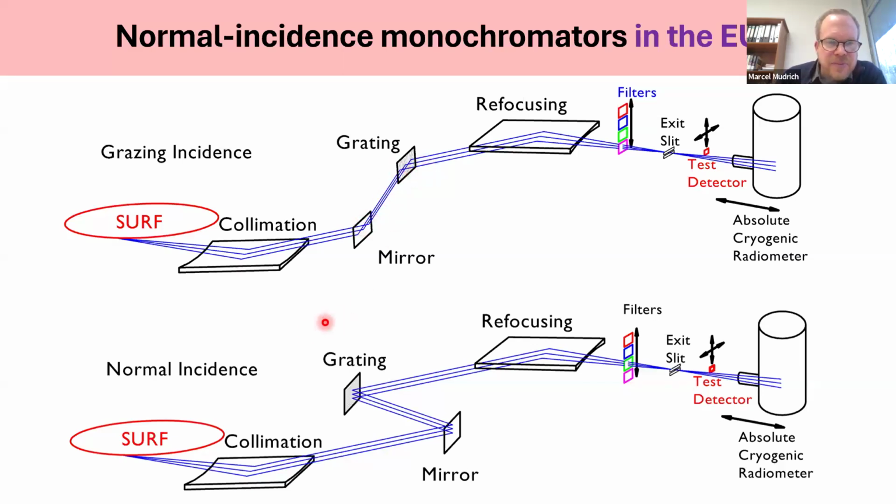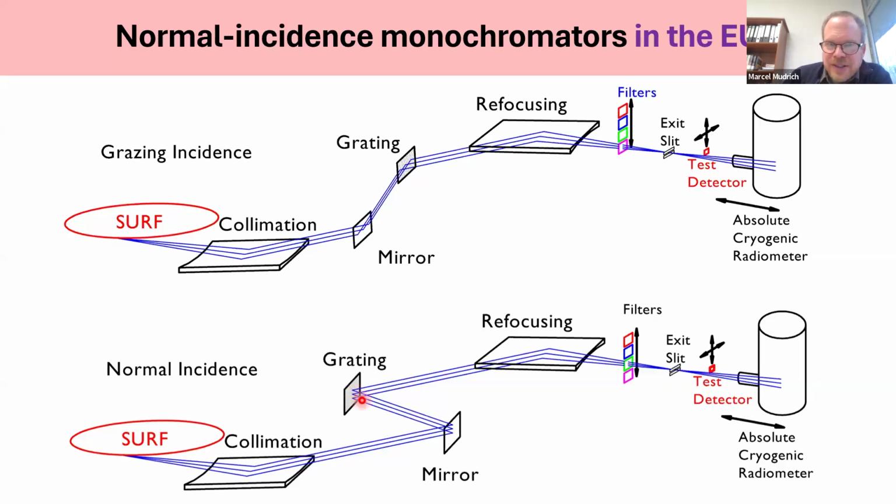There is another way of building a monochromator, which is called a normal incidence monochromator. Here, the beam is reflected at near normal angle, meaning at almost 90 degrees with respect to the mirror surface, and also the diffraction on the grating happens at nearly normal incidence.